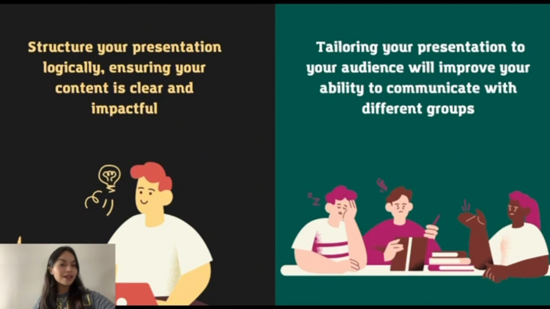Okay, so now the next point is tailoring your presentation to your audience, so it will improve the ability to communicate with different groups. Let's remember that this is really important. You never know which group you're going to talk to, or even if you know the group you're going to present to, the presentation, the information, or even the subject that you have, it is really important that you know how to adapt and manage it for different audiences.